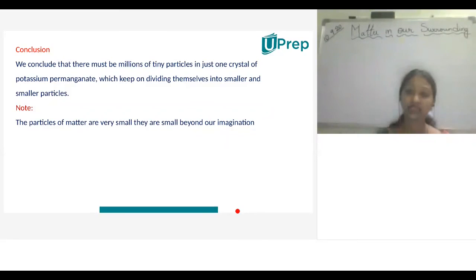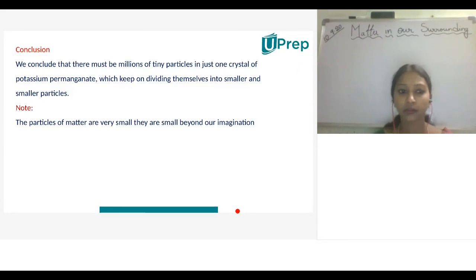The particles of matter divide themselves into smaller particles and transfer from one beaker to the other. So note, the particles of matter are very small. They are small beyond our imagination. How small they are, we can't imagine. The crystals themselves are small, and when dissolved in water, they break or dissociate into very small particles and are transferred from the first beaker to the eighth beaker. That means in the eighth beaker we can't say that there are no solute particles.